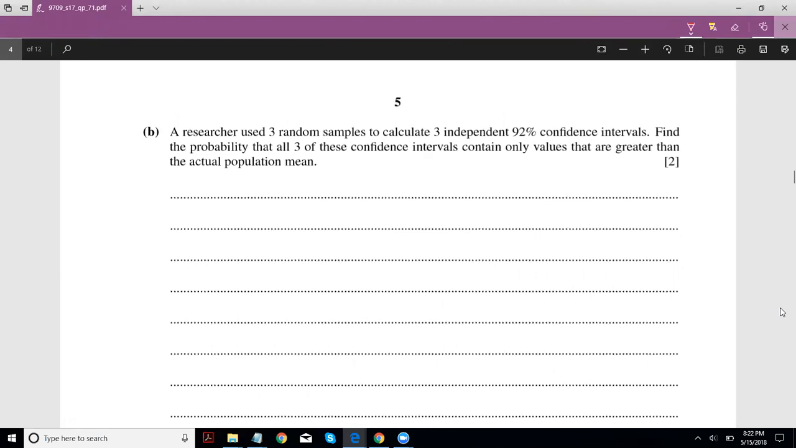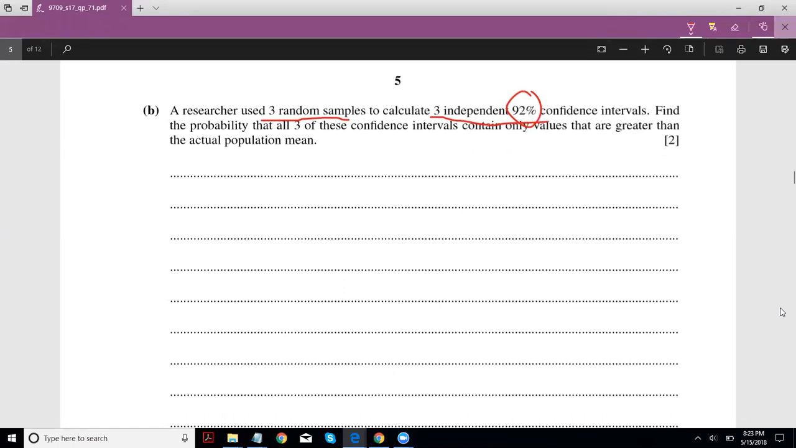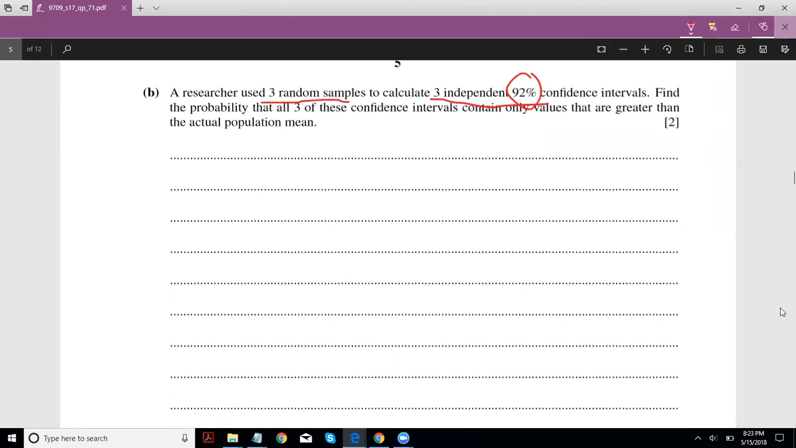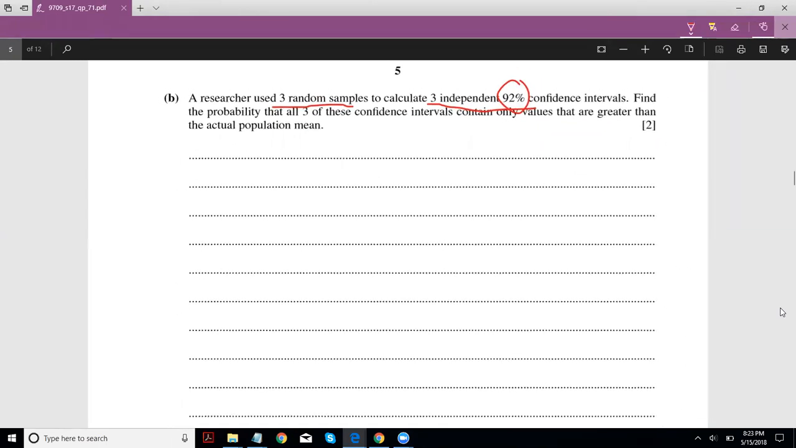So it says here that the researcher used three random samples, and he calculated three independent 92% confidence intervals. And you have to find the probability that all three of these confidence intervals contain only values that are greater than the actual population mean. To understand what's going on here, you first have to understand what confidence intervals are.